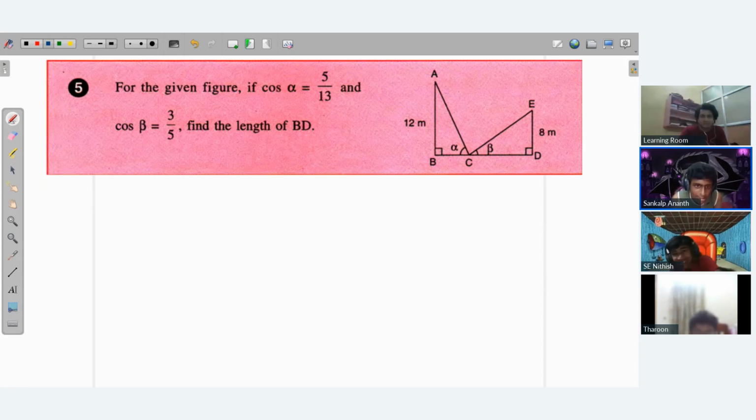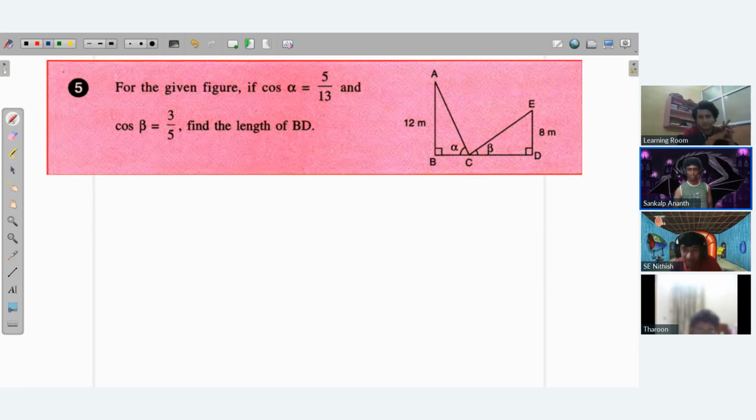Sir, cos A is equal to 5 by 13. That means base is 5 and hypotenuse is 13. So be careful, okay? Yes, sir. Oh my god, I forgot.